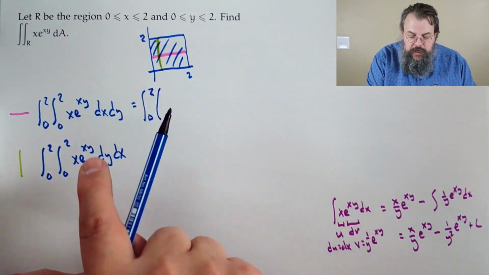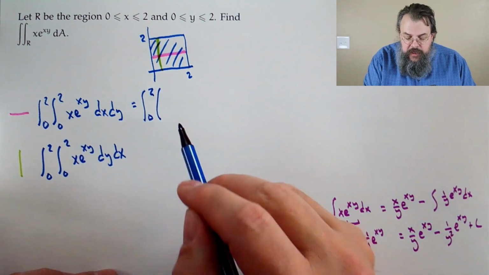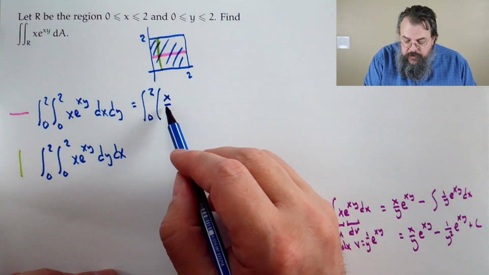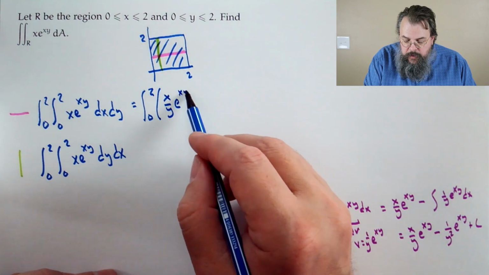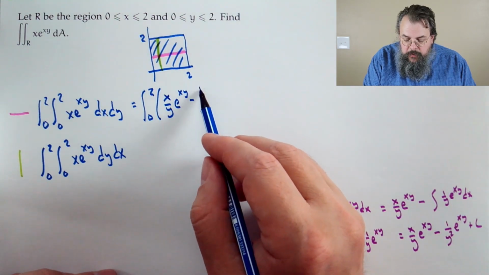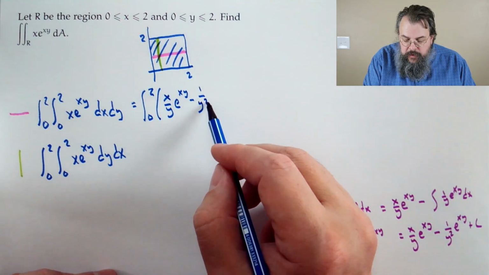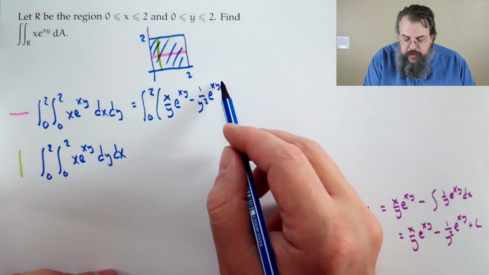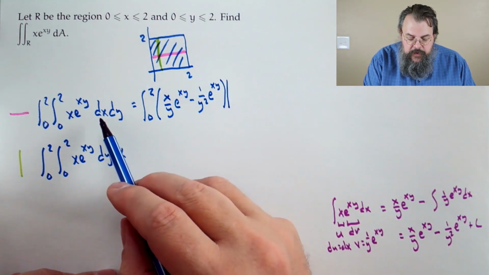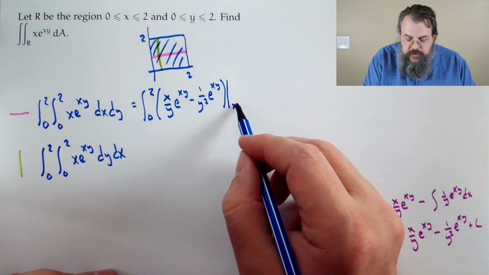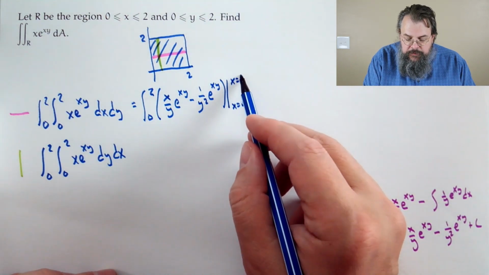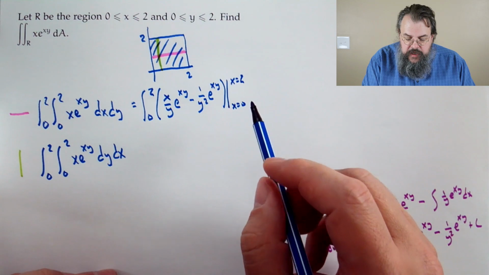So we get that this is equal to the integral from 0 to 2, that's the outer layer, and now we integrate the inner layer. So that's x over y e to the xy minus 1 over y squared e to the xy, evaluated from x equals 0 to x equals 2, and dy.